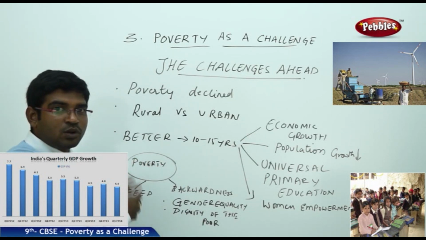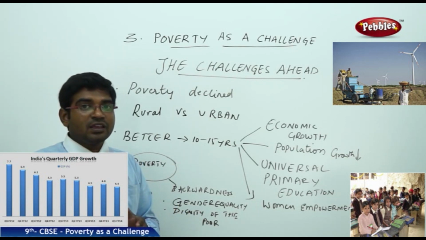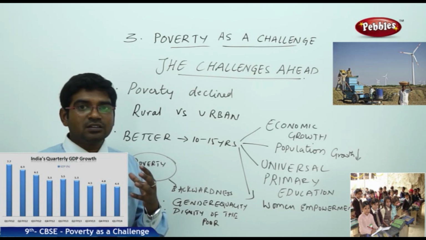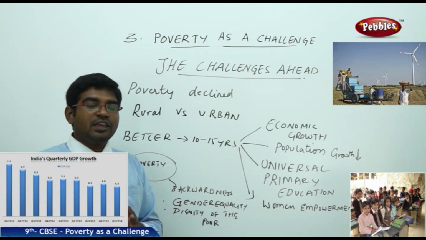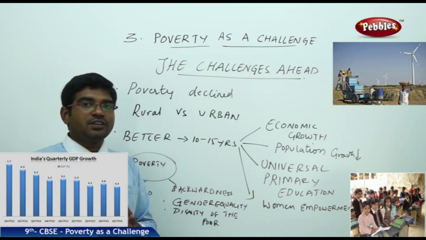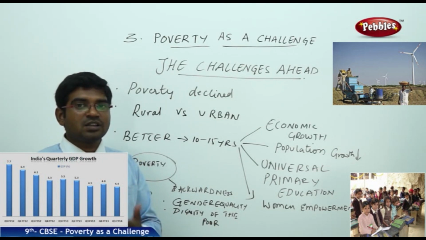So it's not only the feeding of food that makes a person above the poverty line. The backwardness in his life also should be eradicated, and enormous opportunities have to be provided for them through right education, equal status in society, and the dignity of labor. All these will be the future targets for us in the coming decades.